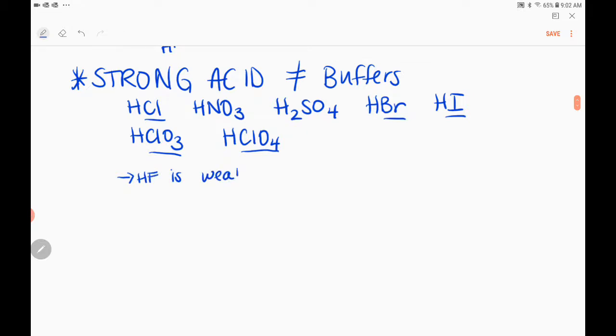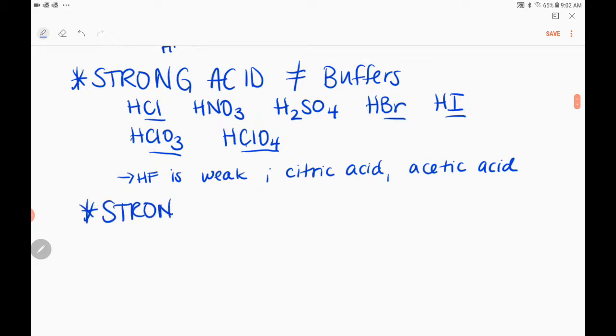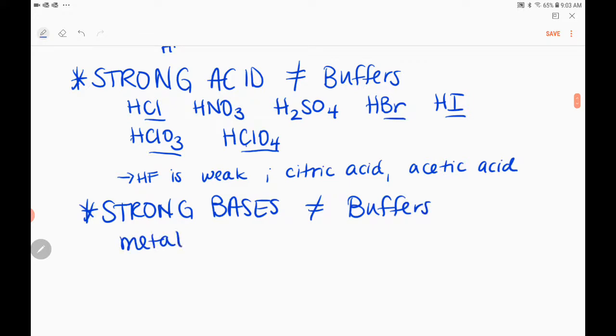And any acid that's not on here is weak, so that includes things that we know about, like citric acid is weak, acetic acid is weak. Those are names that you've heard somewhere else. Anything that's not one of these seven things is definitely weak. And strong bases cannot do this. Strong bases are not involved in buffers. Those are our metal hydroxides. Any other base is weak.